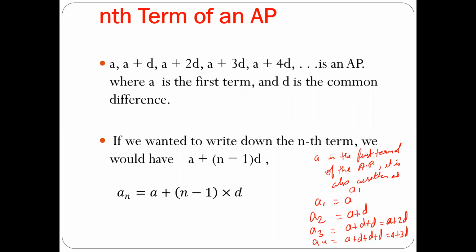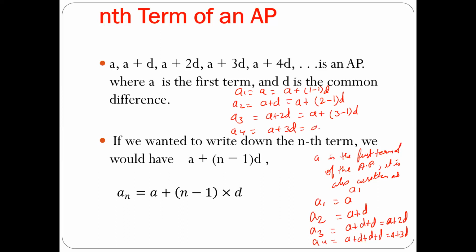Look here at the example. A1 is equal to A, that means A plus 1 minus 1 into D. A2 is equal to A plus D, that means A plus 2 minus 1 into D. A3 is equal to A plus 2D, that means A plus 3 minus 1 into D. And A4 is equal to A plus 3D, that means A plus 4 minus 1 into D.